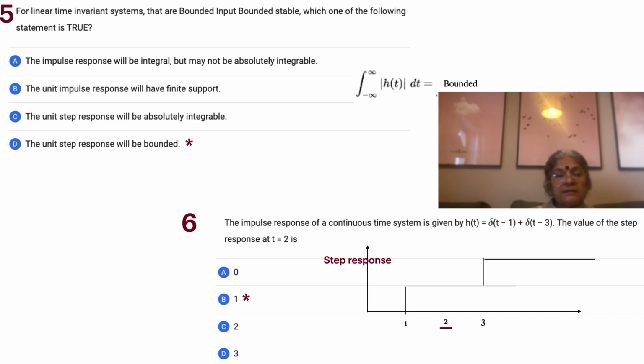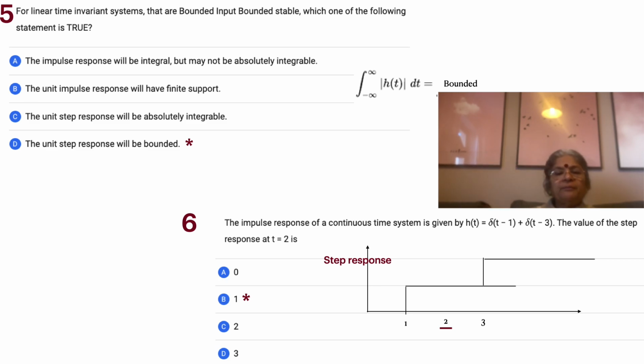Moving to the fifth problem, for linear time invariant systems. We are mostly discussing, as I said, linear time invariant systems that are bounded input, bounded output stable. Which one of the following statements is true? For bounded input, bounded output systems, the condition to be satisfied is that if you take the integration from minus infinity to plus infinity of the magnitude of the impulse response, the absolute value of h(t), with respect to time, it should be bounded. This is the only condition that we have. Let's see what is given. The impulse response will be integrable but may not be absolutely integrable. That's not true.